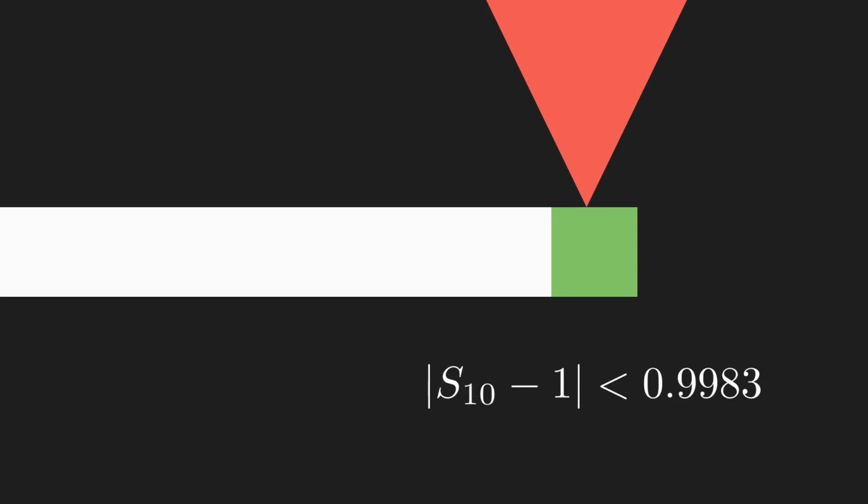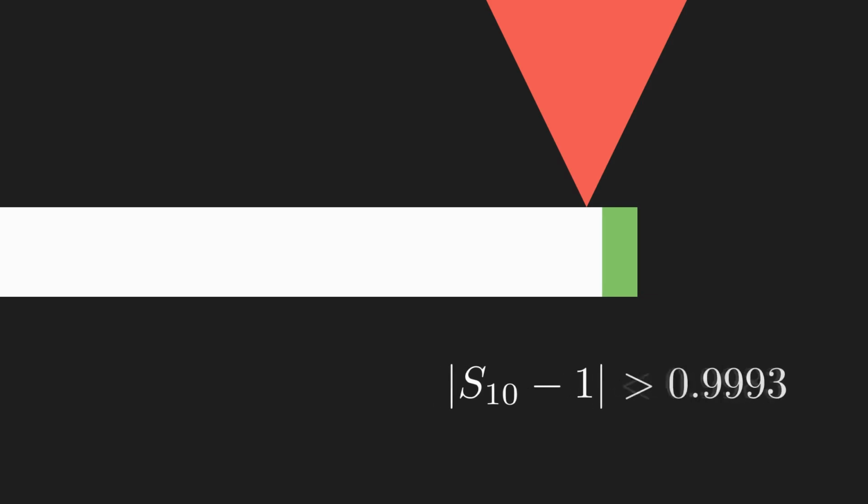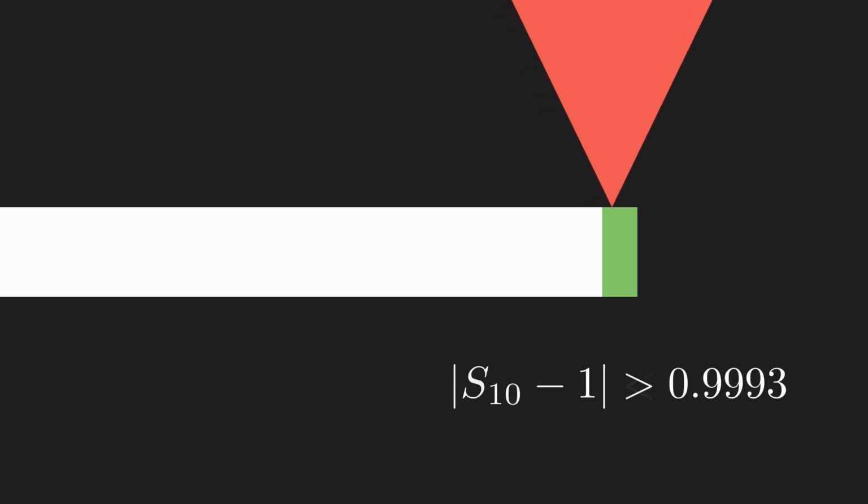So no matter how small we make epsilon, with each additional step we take, the distance between our partial sums and the target value of 1 continues to decrease. This shows that the series is converging towards 1, as we can always find a partial sum that is within any desired closeness epsilon of 1.